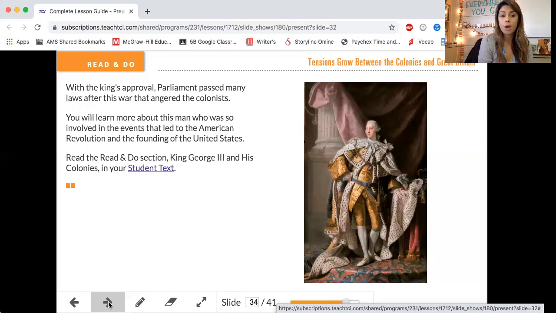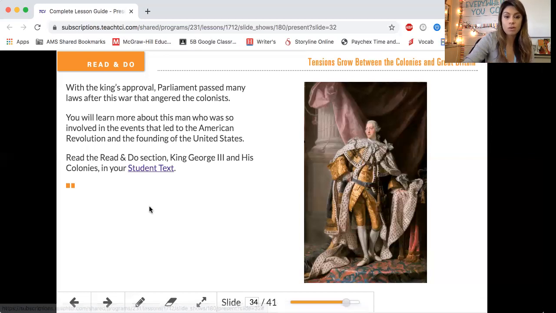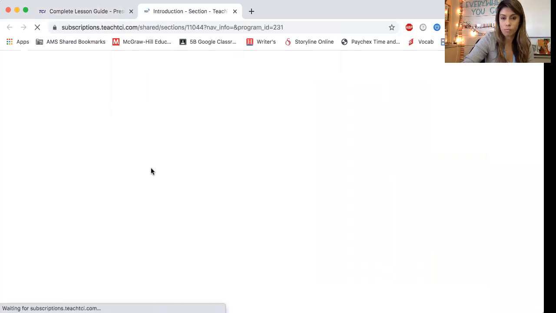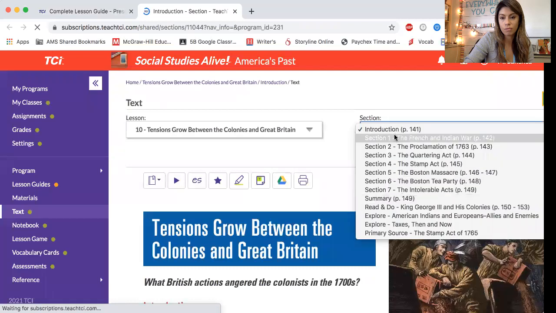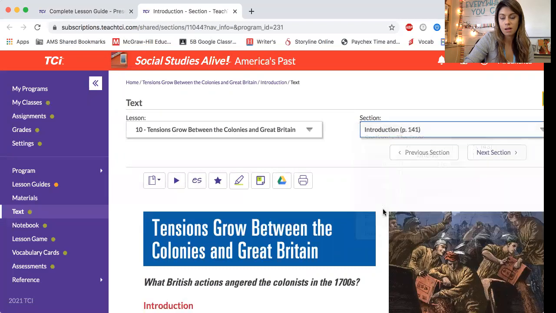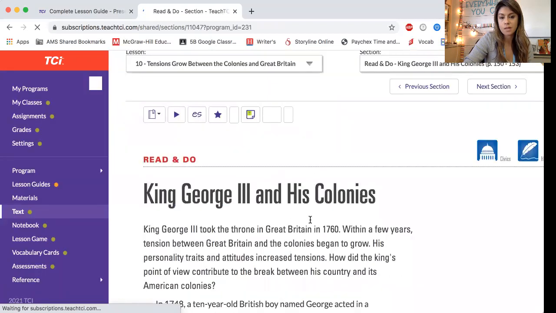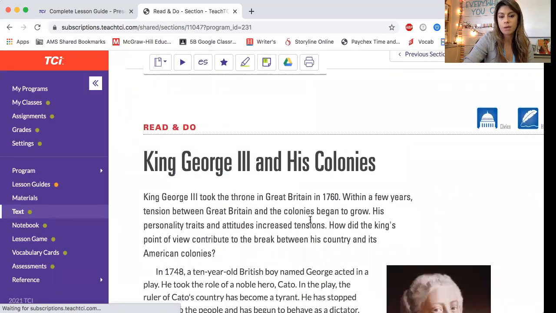So go ahead and go to TCI, the read and do section. You will be reading about King George III and his colonies in your student text. It looks like this. When you're done reading about King George III and his colonies, please press play so we can continue with the lesson.